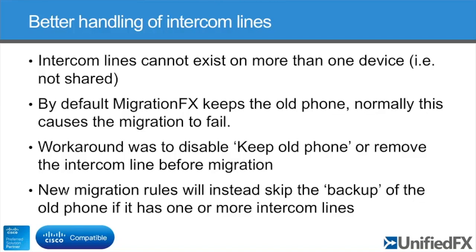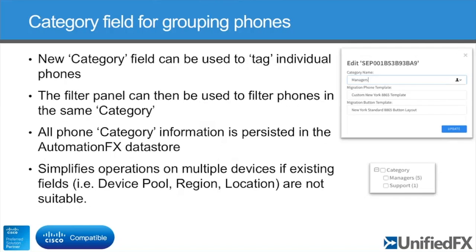So what the new rule that we've added does is, when you go to migrate, if it detects that the phone has an intercom line, it basically skips the backup step because technically we can't back up anyway, and then it just migrates the phone without a backup. But that's only for that one phone because it detected that it had an intercom line on it. So it just makes it a lot simpler. It effectively means it's seamless because it will just work now rather than failing, and then you have to go away and rectify it. So for anybody that's got intercom lines, that will obviously make it a lot simpler for them. So the next one I want to cover is this new category field that we've added.